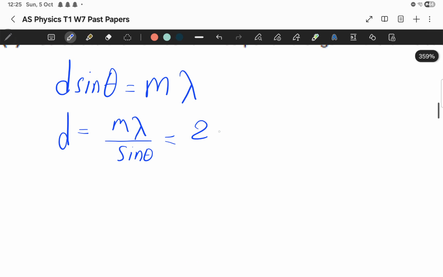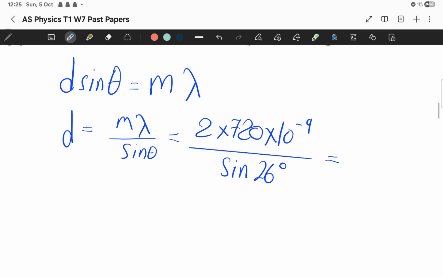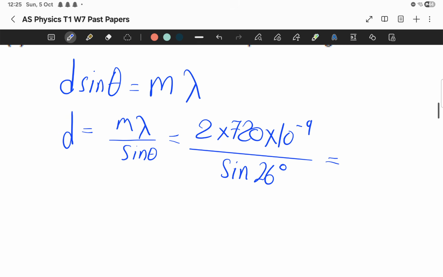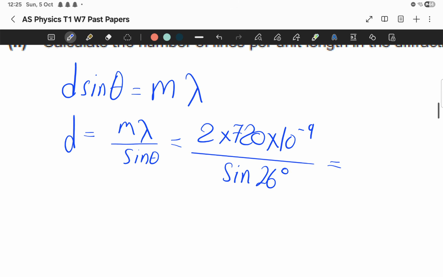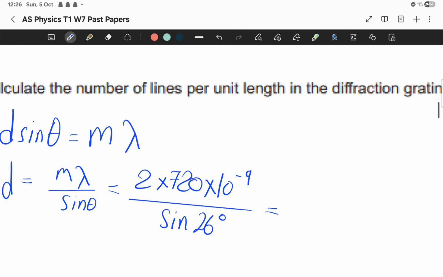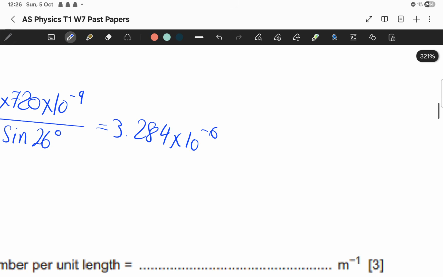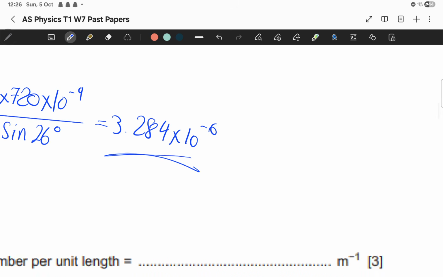So 2 times 720 times 10 to the power of negative 9 over sine 26 was the angle, 26 degrees. Now, do this on a calculator. 2 times 720 times 10 to the power of negative 9 over sine 26. Sorry, I forgot to close the bracket. 3.284 times 10 to the power of negative 6. Okay, now, for the sake of the A level, we're going to use this exact value.